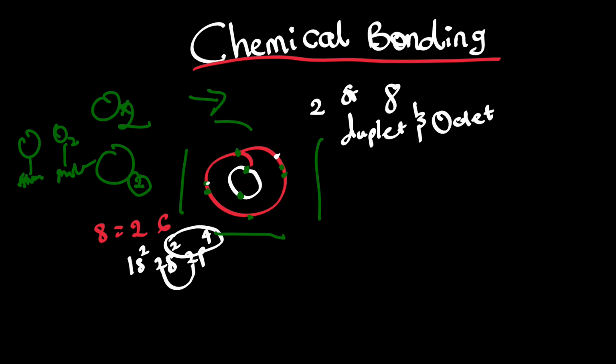If you count this very well, you will notice that this is 6: 1, 2, 3, 4, 5, 6. So it's not complete. It can go in two ways. It can either lose the 6 electrons or gain 2 electrons. But to be frank, which do you think is easier, losing 6 electrons or gaining 2 electrons?